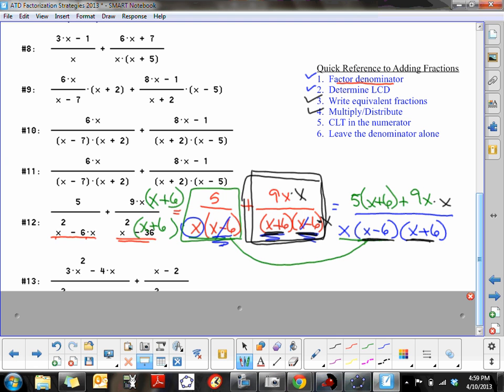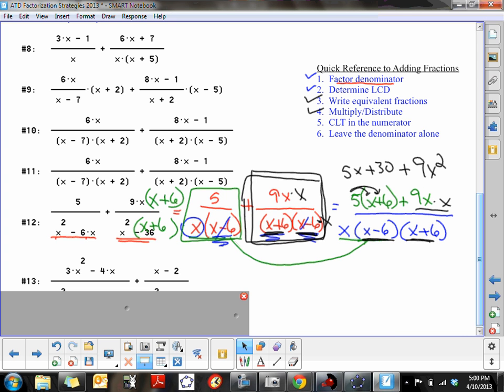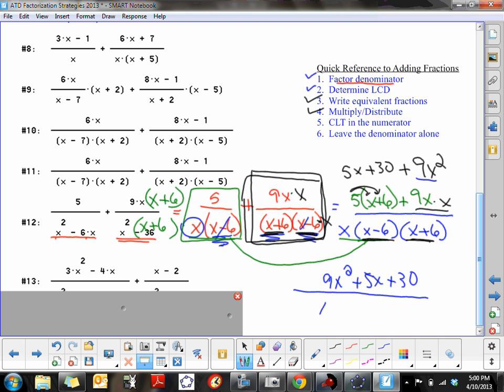We got to multiply and distribute at this point. So what we're going to do is distribute the 5, so that's 5x plus 30. Then plus, we're going to multiply those together, that's just 9x squared. And at this point, there's not a whole lot more to do to it other than just a little bit of organization. We want to put it in standard form. So to get it in standard form, what I've got to be able to do is put the 9x squared first, plus 5x, plus 30. There are no like terms, and just write it over your common denominator. X times x minus 6, x plus 6.